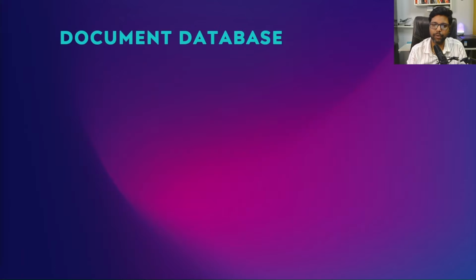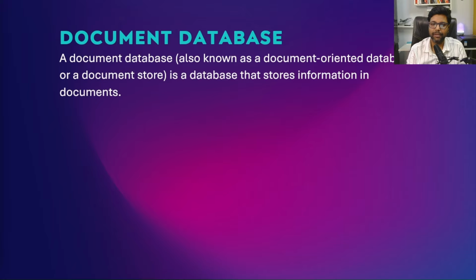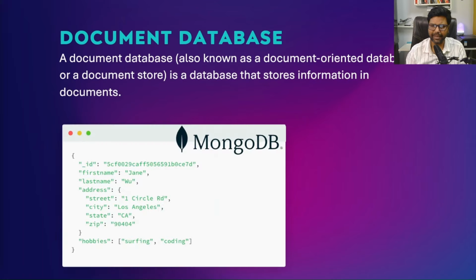of NoSQL databases. The first one is the document database. We'll first understand what a document database is, right? It's also known as a document-oriented database or a document store. It's a database that stores information in documents, right? So this kind of database stores data in flexible JSON-like documents. A great example is MongoDB, which is used by companies like Google and Uber for certain applications.